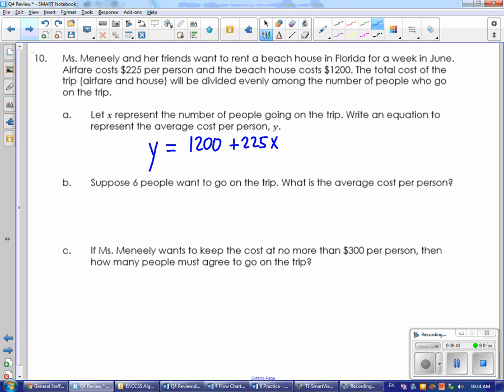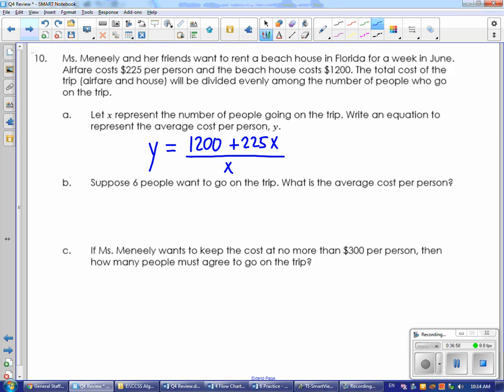Then I'm going to take that total amount, whatever it is, and I'm going to split it among all of the people that are going. Again, that's just my x. So there's the equation that represents the average cost per person, or the average cost per trip, if you wanted to think about it that way.